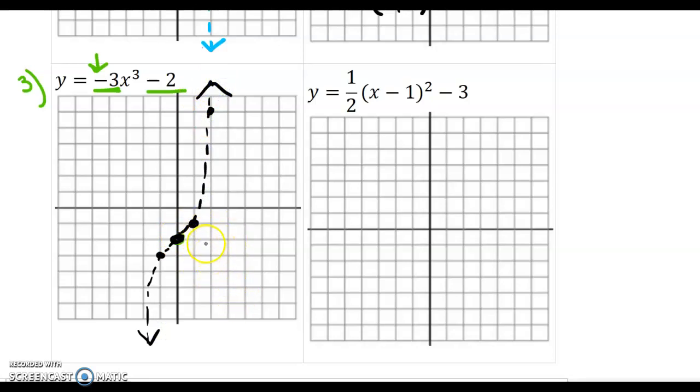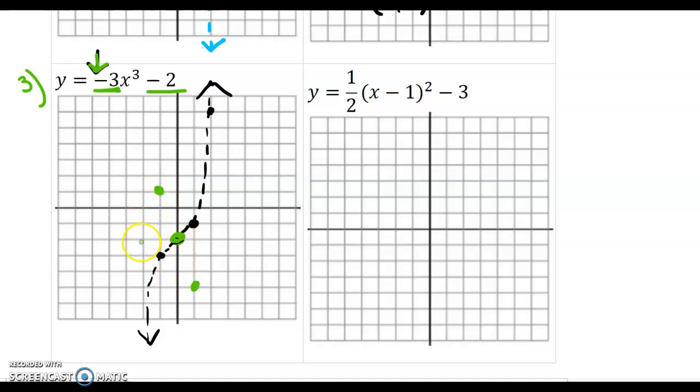We've been vertically stretched by 3. So instead of going over 1, up 1, now we're going to go over 1, up 1 times 3. However, we also have to again account for this negative sign out front. And so instead of going over 1 to the right and up, now we're going to go over 1 to the right and down 3 units. Over 1 to the left, instead of going down 1, now we're going to go up 1, but 1 times 3 because of our amplitude.